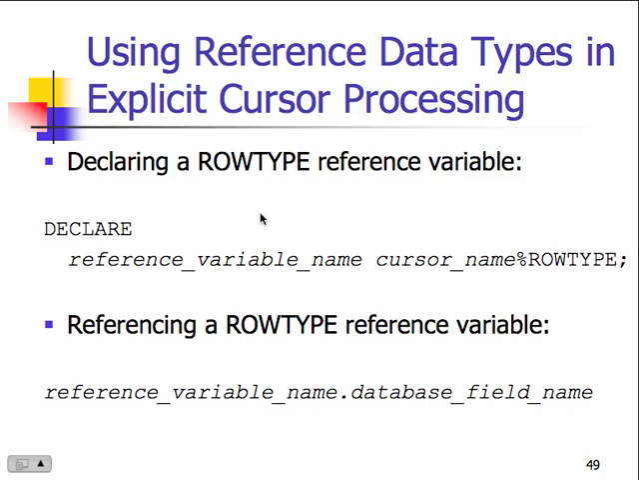So we can declare a row type reference variable. And here we have declare, and so it's going to be the variable name. It's going to be cursor name, let's say, and it's going to be a row type in terms of the data type that it's going to be assigned to. And then referencing the row type reference variable, we can do it the same way. We just go reference variable name dot database field name.